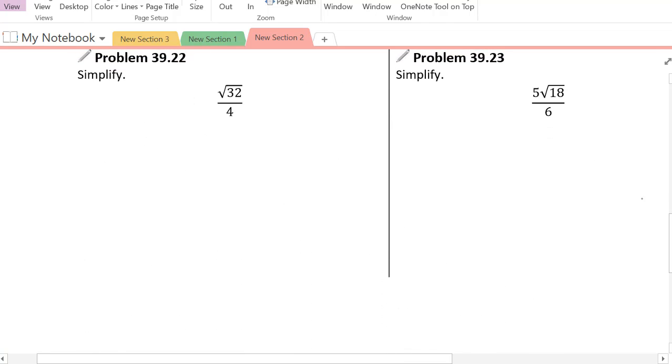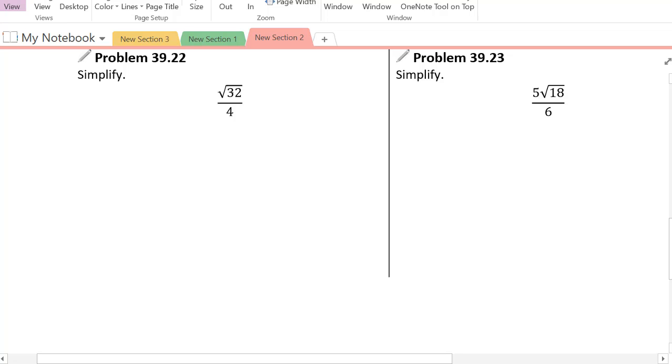All right, let's look at this example. This is radical 32 divided by 4. You might want to divide the 4 into the 32, but you cannot do that. Why can't you do that? Because that's a whole number 4, and that's a radical 32. You cannot divide a whole number into the radical. So remember that. You can't just divide straight into the radical. The whole number can only divide a whole number.